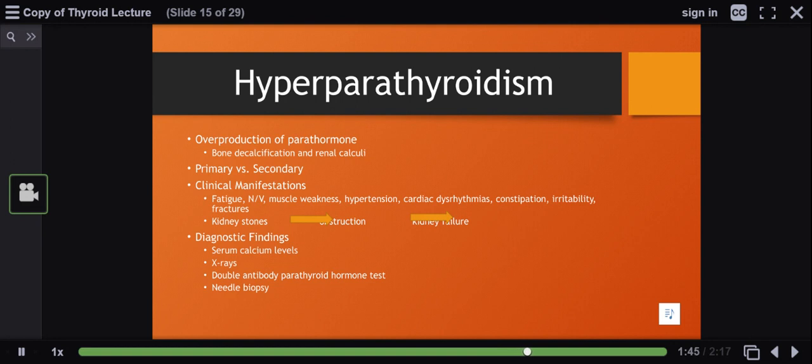Diagnostic findings would show an increase of serum calcium levels. X-rays would show those bone changes, as I mentioned. A double antibody parathyroid hormone test looks at the parathyroid hormone level and calcium level. This is used to determine primary versus malignancy. A needle biopsy may be used if there's any cysts or adenomas on the gland.